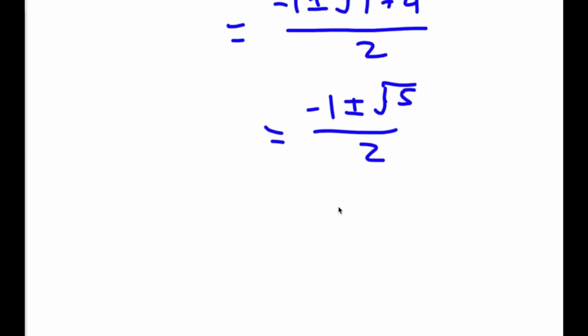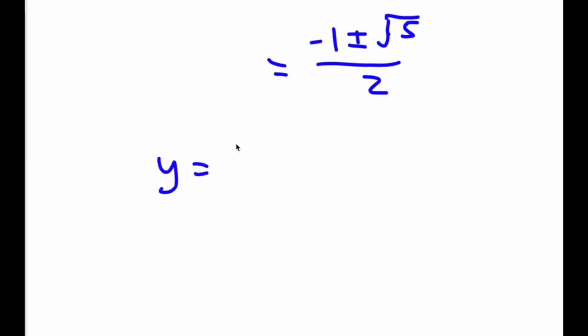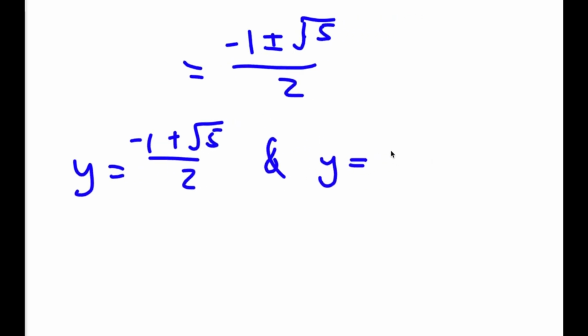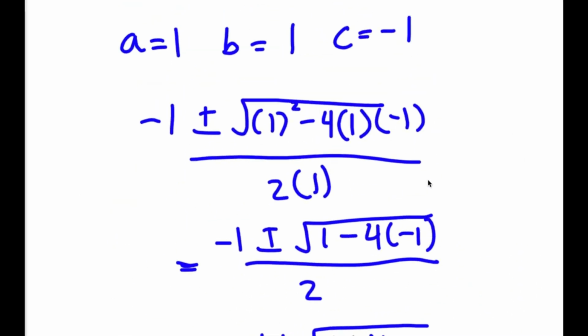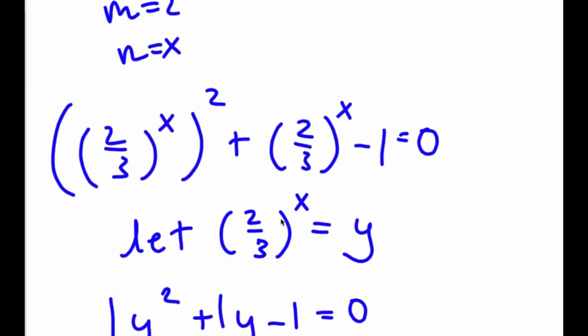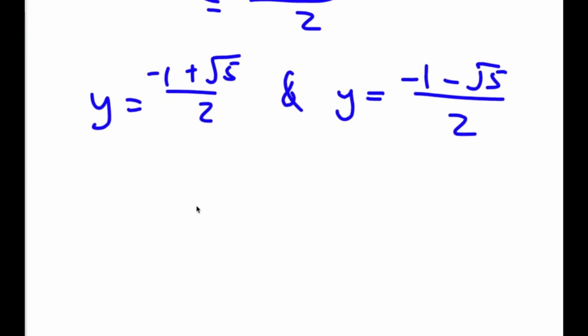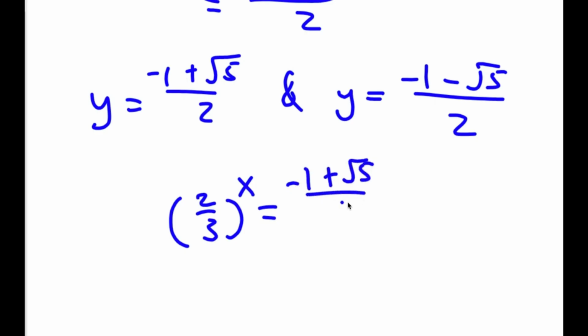So now this gives me two values of y. I have y is equal to negative 1 plus the square root of 5 over 2, and I have y is equal to negative 1 minus the square root of 5 over 2. So remember how we set y equal to 2 over 3 to the power of x. So now we have 2 over 3 to the power of x is equal to, let's start with negative 1 plus the square root of 5 over 2.